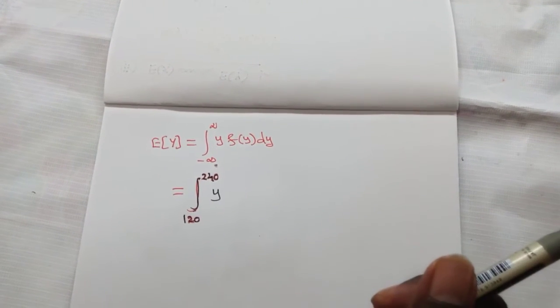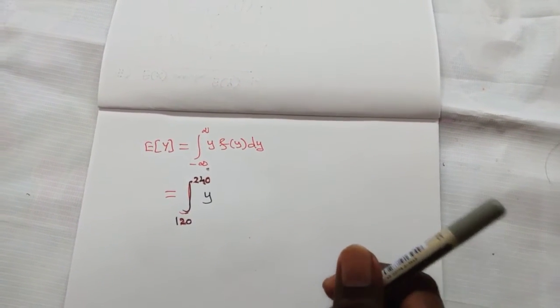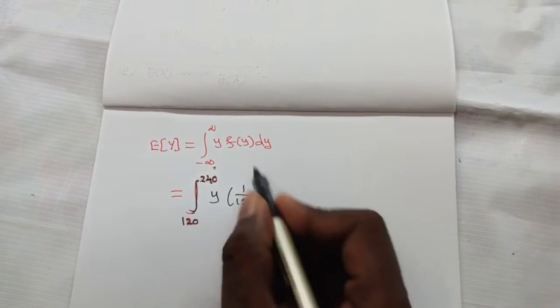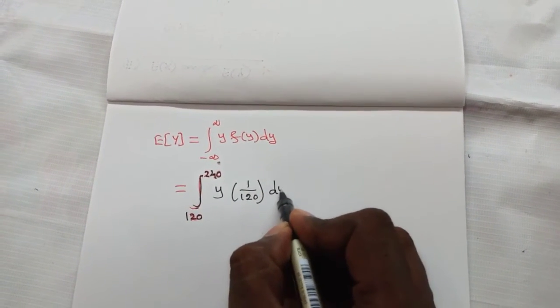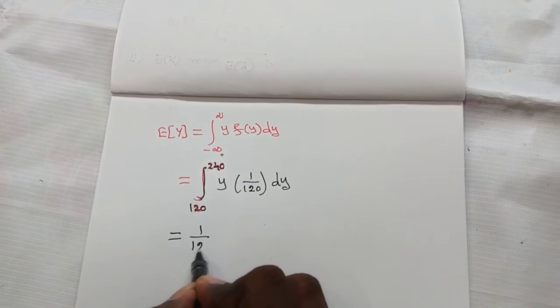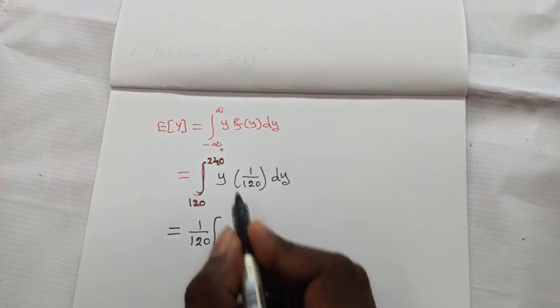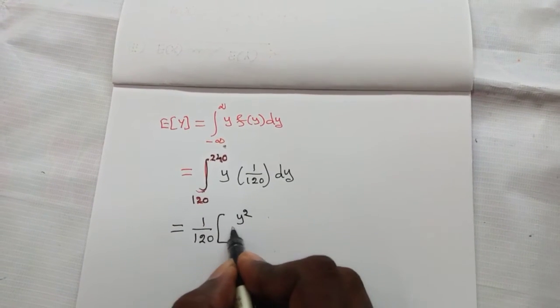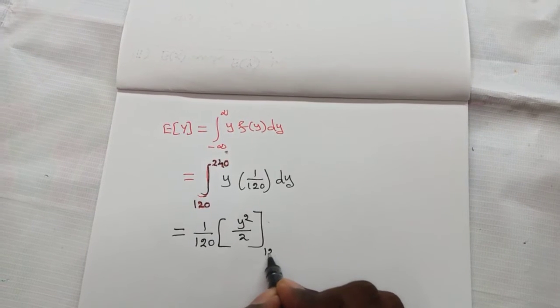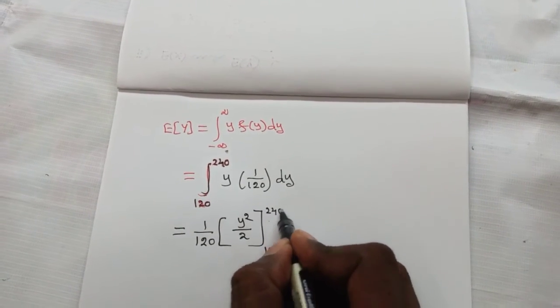Already we found f of y. What is the f of y value? F of y is 1 by 120, into dy. Here 1 by 120 is a constant, so you can take it outside. Integration of y is y square by 2. The limit for y is 120 to 240.